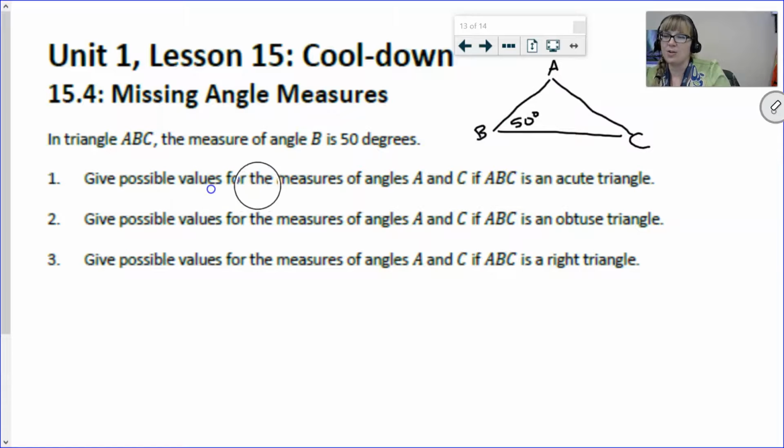Give possible values for the measures of angles A and C. If ABC is an acute triangle, that means all of these angles would have to be less than 90 degrees. You can see I drew maybe an obtuse, maybe a right angle here. So again, this isn't a perfect sketch, it's just to help us visualize. So if each one of them has to be acute, that means each angle has to be less than 90 degrees.